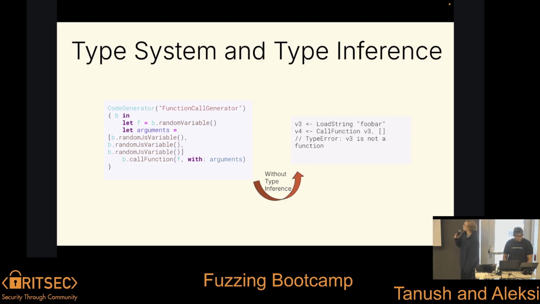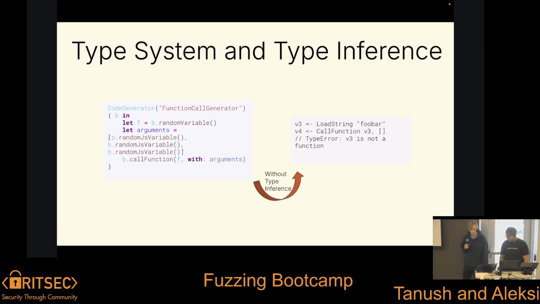So, type system and type inference. Fuzzilli has an optimization called type inference that improves the effectiveness of code generators and mutators by reducing the amount of invalid code that gets generated. It infers the types of variables, and by inferring the types, the fuzzer can produce more realistic and valid programs, leading to more successful fuzzing runs.